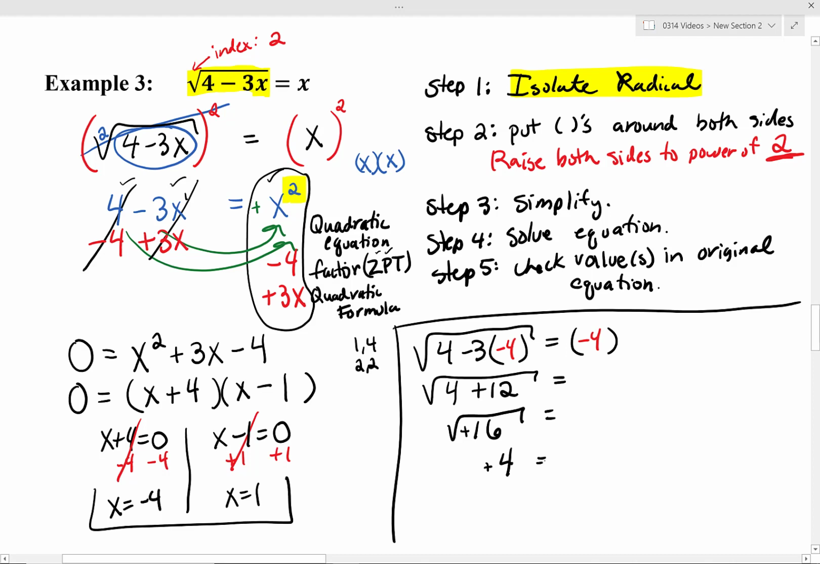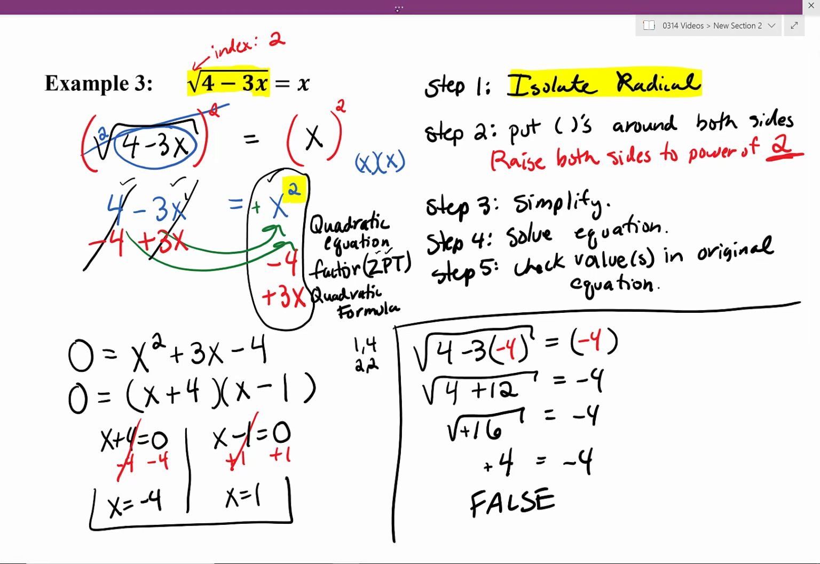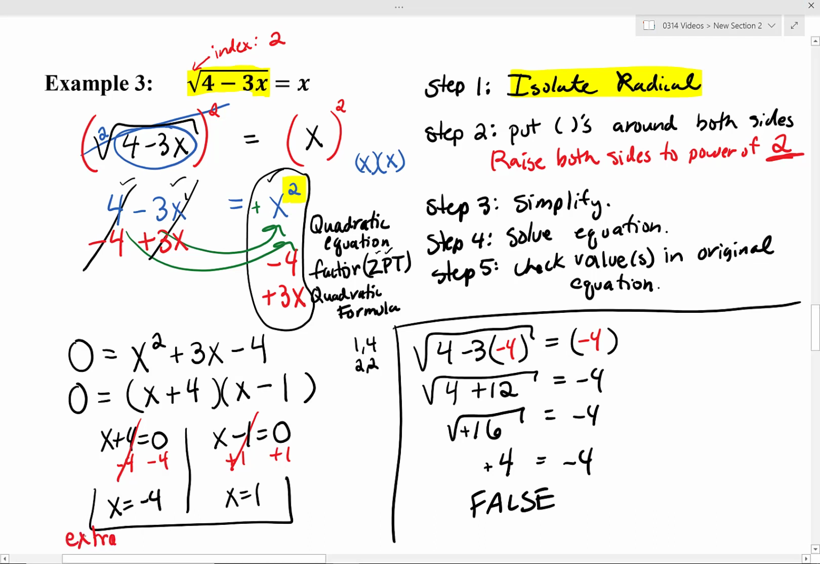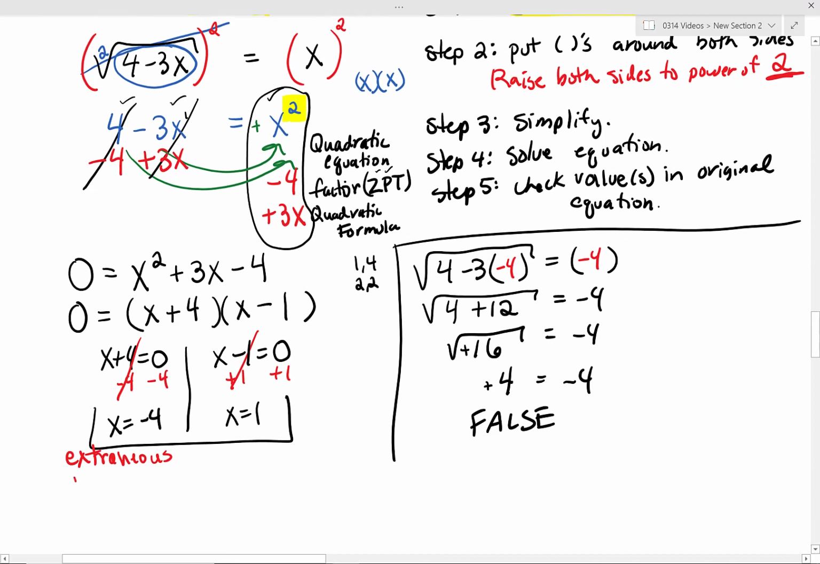Now on the right-hand side, all we have really is that -4. Bring that on down. That is a false statement. So what does that tell me about x equals -4? Well, we'd say that this is an extraneous solution. In other words, it's not really a true solution. So we're going to say not a solution and does not go into the solution set. We're not going to include that in our solution set.